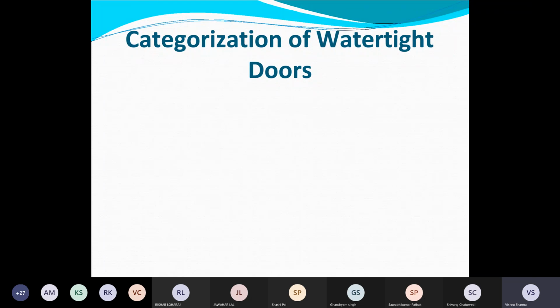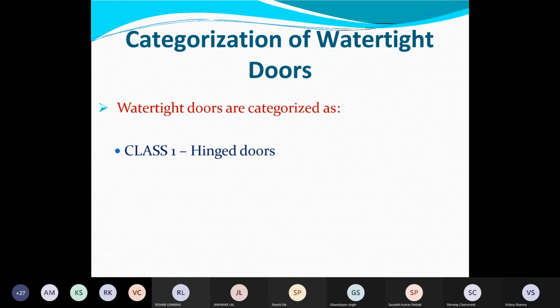Beta, this categorization of watertight doors that is written is mentioned in your syllabus. That's why it has been captured on the slide. When you say what are class 1 watertight doors, then hinged watertight doors are referred to as class 1 doors. Class 2 is hand operated sliding door. Vertical or horizontal doesn't make a difference. So class 2 is hand operated sliding door.